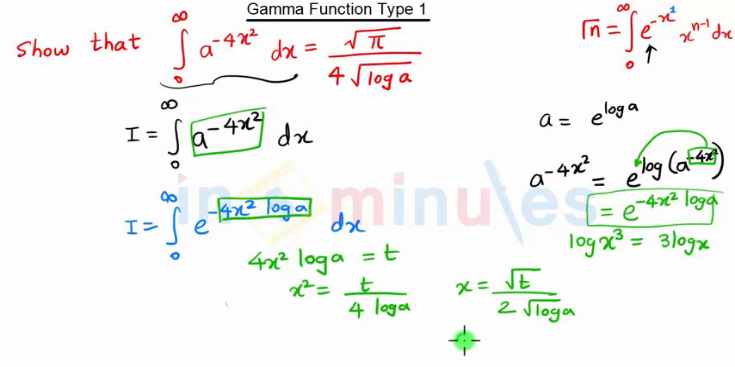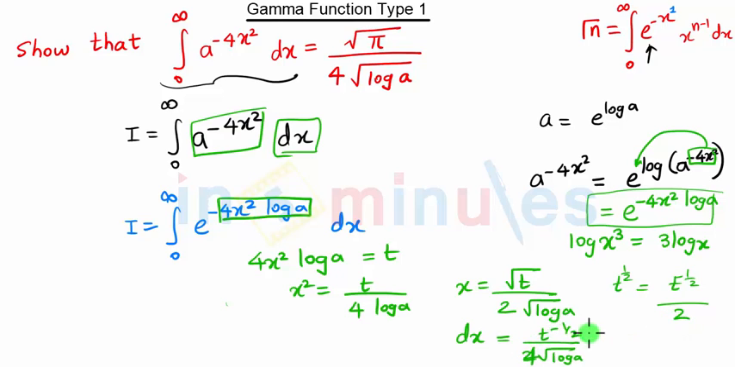After this we take the derivative of this term because we want the term of dx. So 1 upon 2 root log a is constant, so 2 root log a will remain as it is, and the derivative of t raised to half is nothing but t raised to minus half upon 2. So this 2 and this 2 will become 4, and in the numerator we have t raised to minus half into dt. So this is our dx.